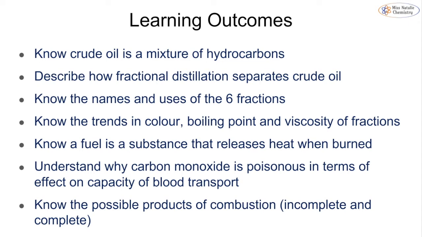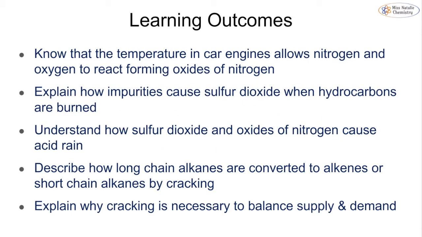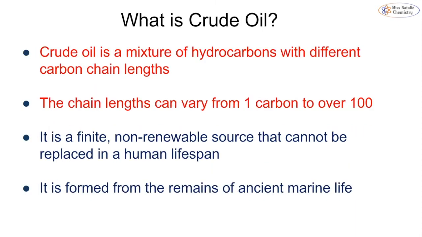We should also be able to understand the products of combustion and why complete combustion and incomplete combustion are different, and the problems with incomplete combustion. We'll also be looking at how we can form sulfur dioxide and nitrogen oxides due to the impurities in fossil fuels and the effect that this can have on the environment. And we'll also look at cracking and how we can convert long chain alkanes into short chain hydrocarbons that are a little bit more useful for us.